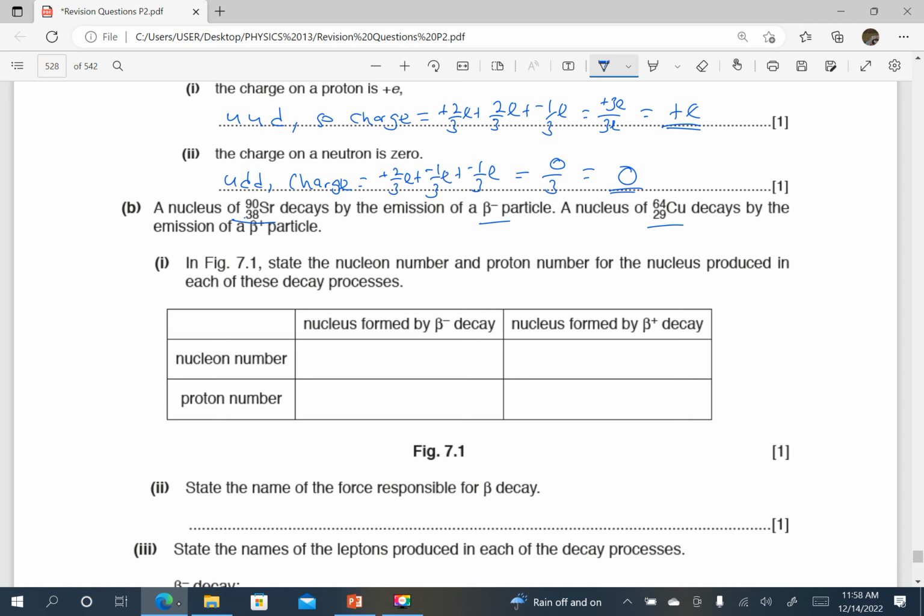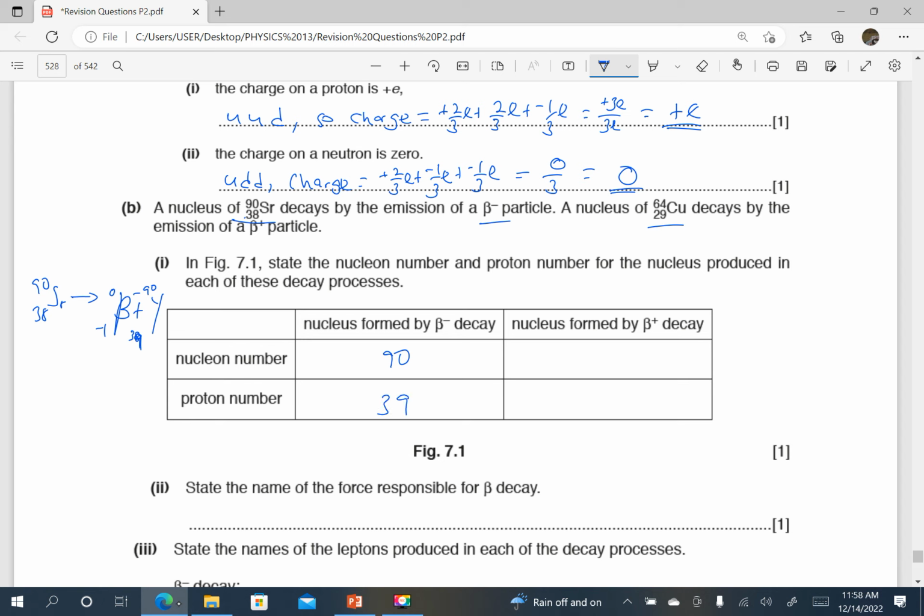So Sr-90, atomic number 38, is decaying by giving us beta minus, which is 0, negative 1, plus a new nucleus, Y. State the nucleon number and proton number for the nucleus produced. So for Y, the nucleon number will not change. When beta minus is emitted, the nucleon number remains 90, but the proton number will now be 38 plus 1, which is 39, in order to balance the left-hand side.